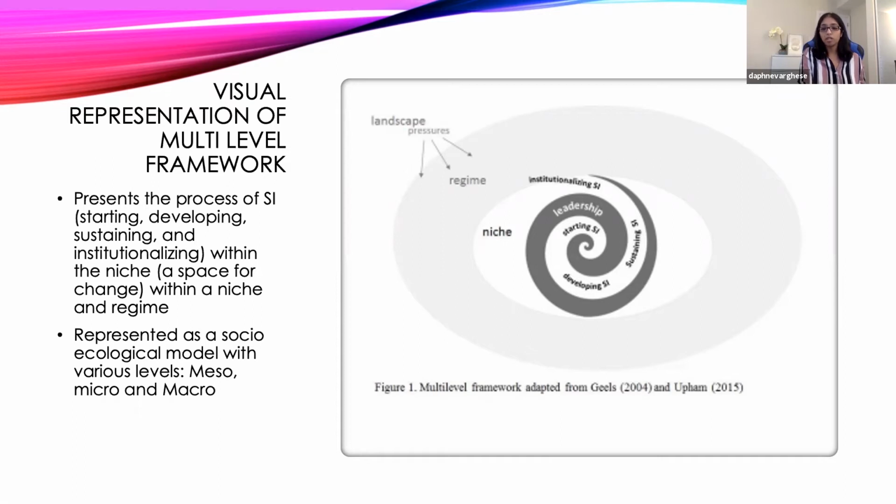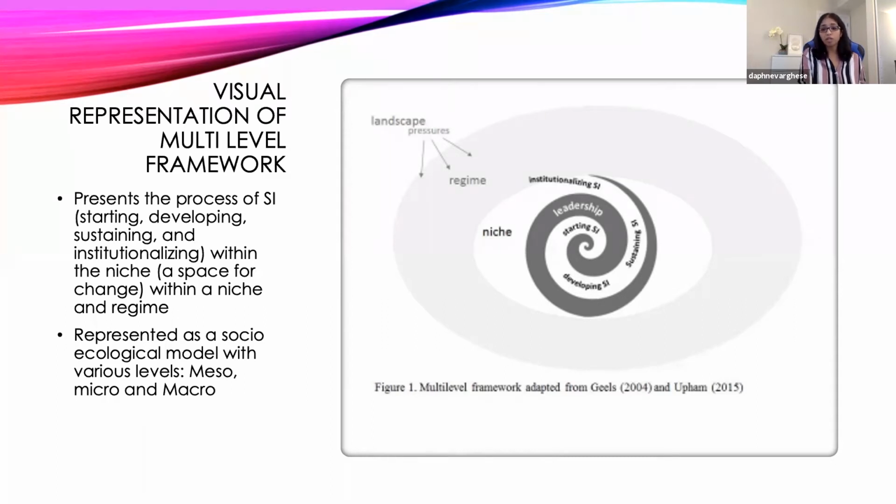The institutionalizing process is the one process that makes a connection between the niche and the regime. Surrounding the niche is a larger level, also known as the regime or the university. However, outside of the regime are pressures that also affect the regime, and consequently, these effects have an impact on the relationship between the regime and the niche.